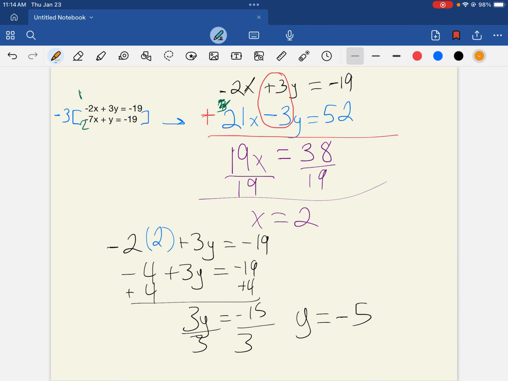Okay, and then to end my problem, I will write this as an ordered pair. I'm going to put a box around it so it's really easy to see what my solution is, and accidentally erase it. There we go. The solution to this would be 2, -5.